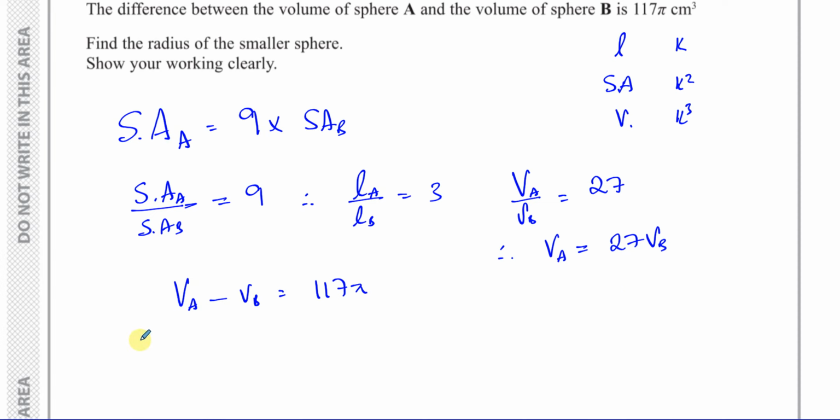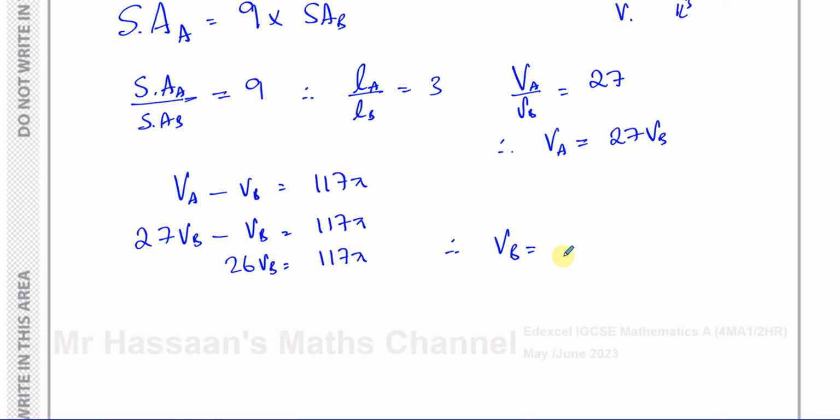So from this I can make a little equation. I can use substitution. I can replace the volume of A with 27 times the volume of B. So this is the same as 27 times the volume of B minus the volume of B is equal to 117 pi. So we can say 26 times the volume of B is equal to 117 pi. Therefore, the volume of B is equal to 117 pi over 26.